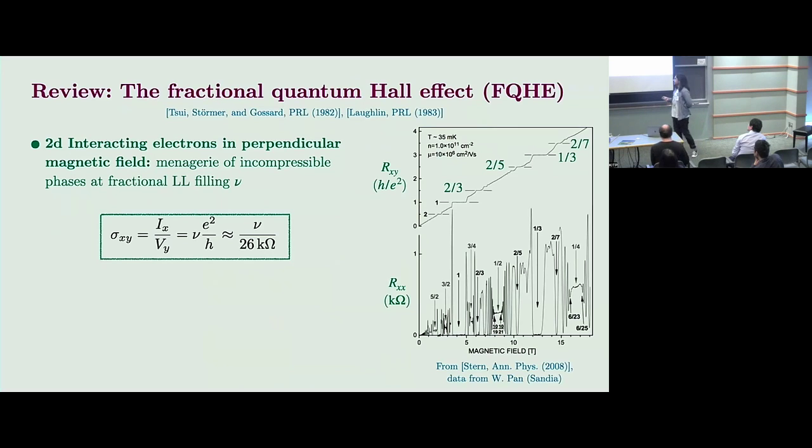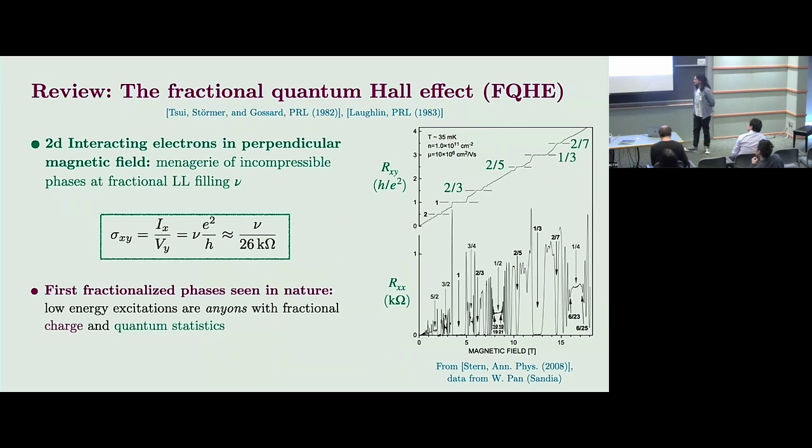Okay? And the Hall conductivity can just be written here in terms of the filling. All right, and these, as I already said, were the first fractionalized phases seen in nature, have excitations with amazing fractional charge and statistics. But how do we understand where these things come from?